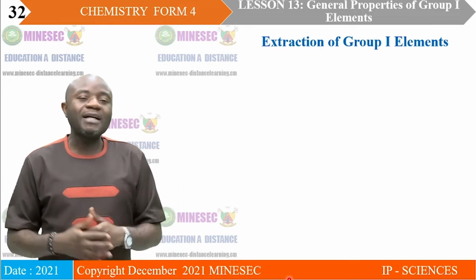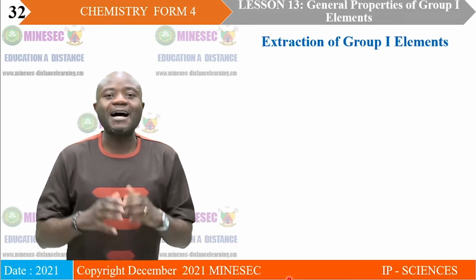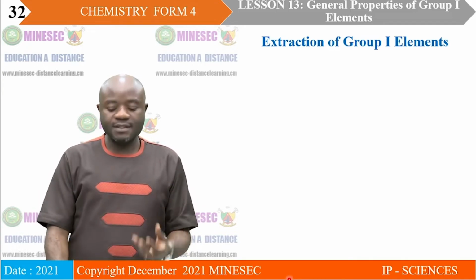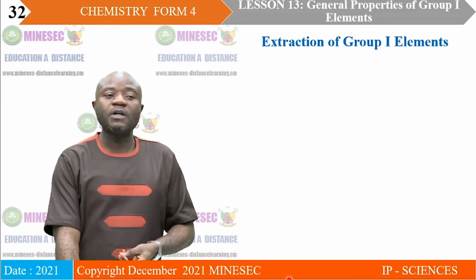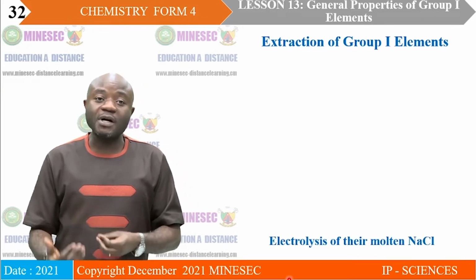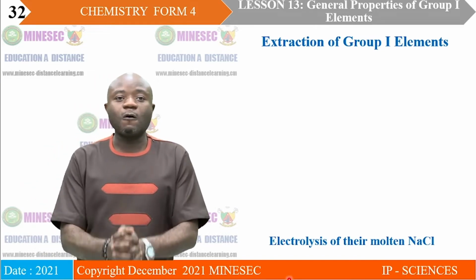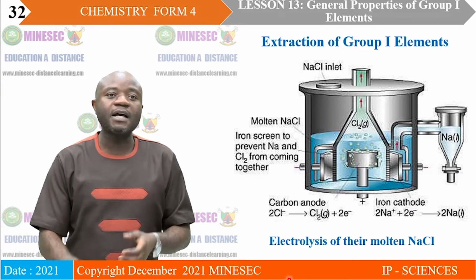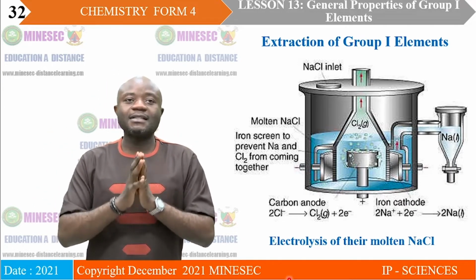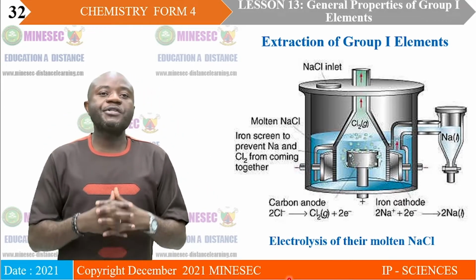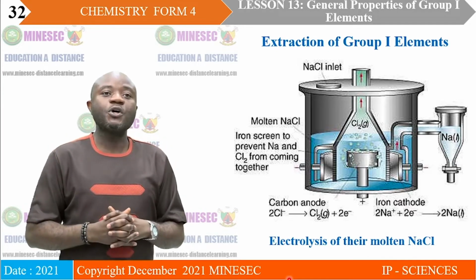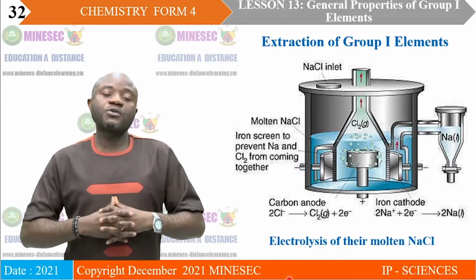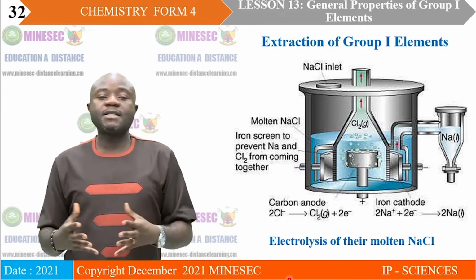Group 1 elements, like we said, are very reactive. And they exist combined in nature and are extracted by the electrolysis of their molten salt. An example is sodium chloride, and we have on the slide the Downs cell, which is the setup that is used for the electrolysis of molten sodium chloride for us to obtain sodium metal.